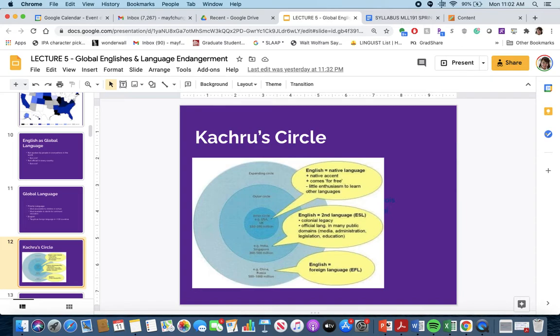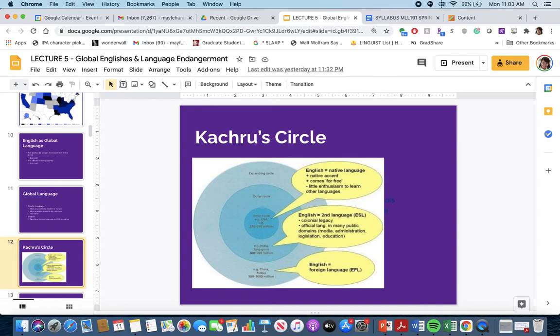The outer circle is where English is a second language for a lot of people. And this might come from a colonial legacy. So, for example, you'll have a lot of places like Jamaica, where English is the second language and it has an official status, but mostly people speak it as a kind of patois, and they really use English in other domains. So they might use patois at home, but they'll speak the prioritized official English in many of the public domains, such as media or administration, law, education, some of the legislative circles.